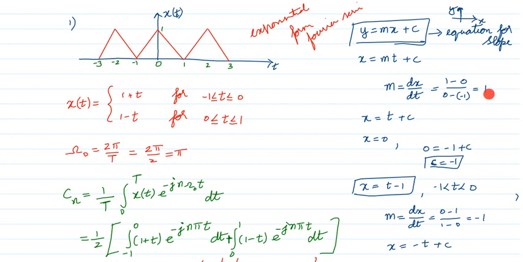So x equal to t plus c, where c is the intercept. How will you find c? You will have to find out when x equal to 0, what is the value of time? Between the time minus 1 to 0, x is equal to 0 when the time is minus 1. When I put x as 0 in this expression, t is equal to minus 1. So c equal to minus 1. Substituting c in this expression, x equal to t minus 1.